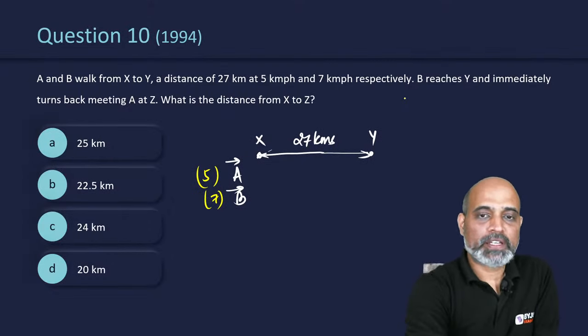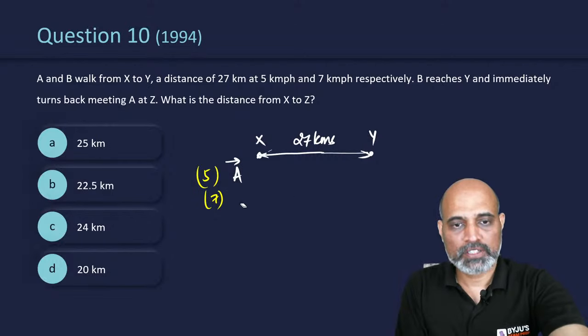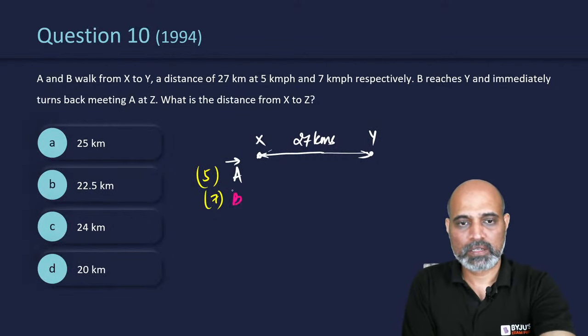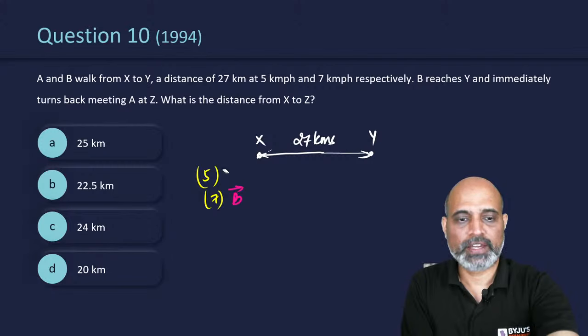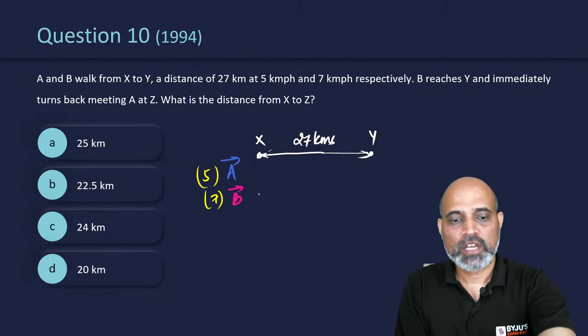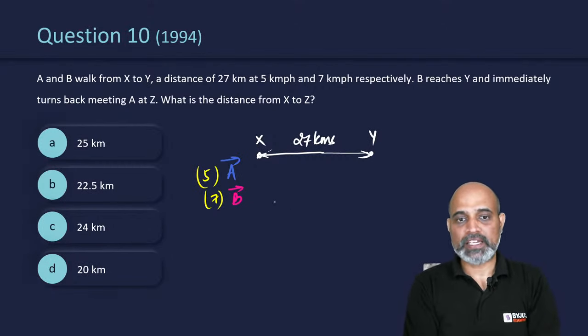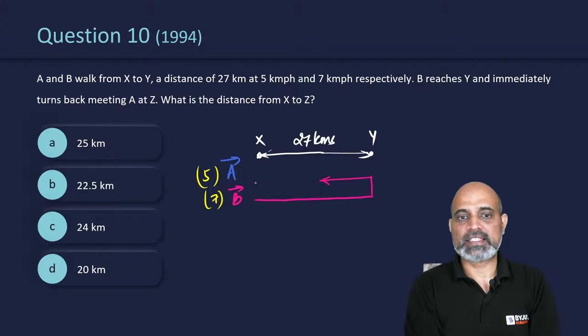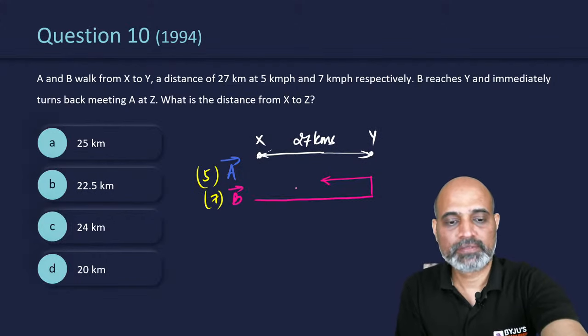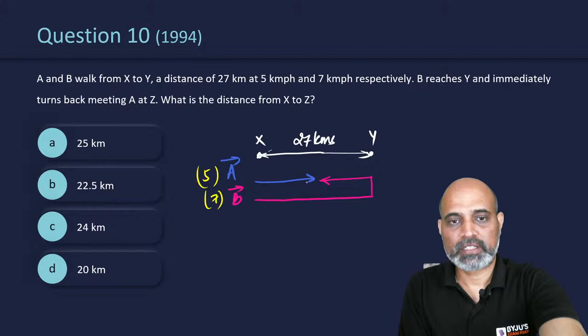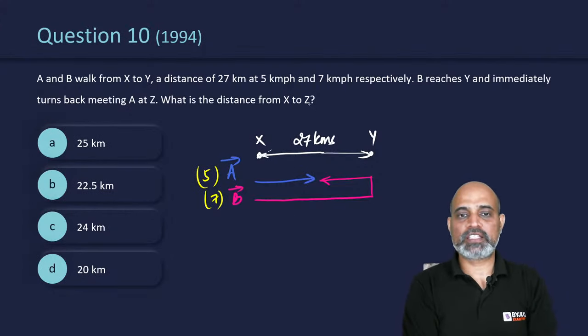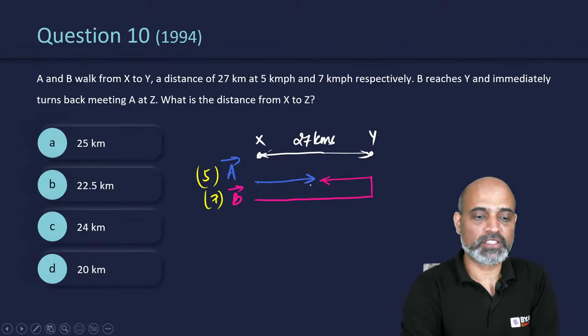Now what happens is, I'll use a different color for B and a different color for A. B reaches Y, so B goes to Y and immediately turns back, meets A at Z. ठीक है? वो A से मिलता है. Question is, what is the distance from X to Z? So wherever they meet, that is Z. So we need to find this out.